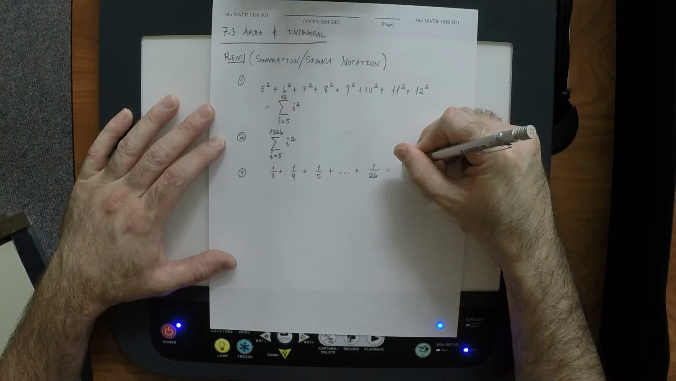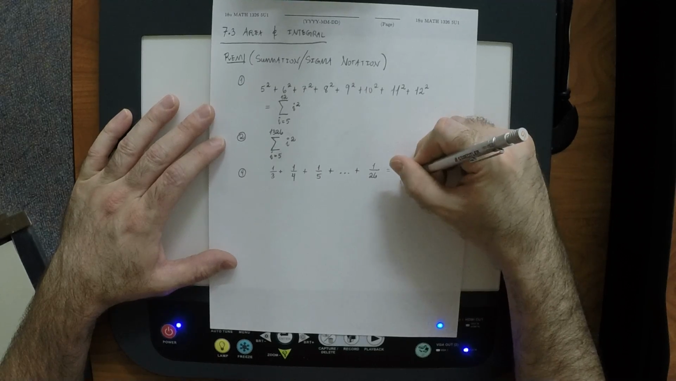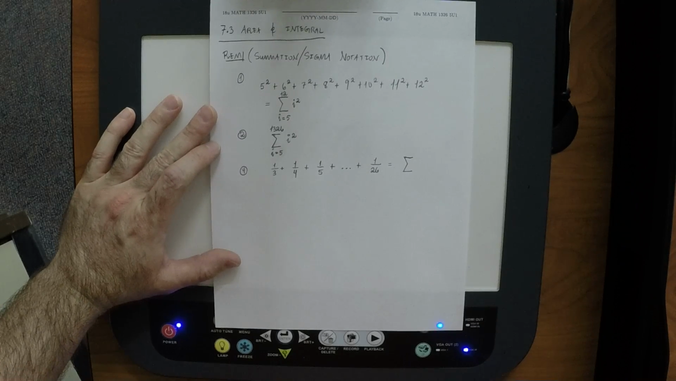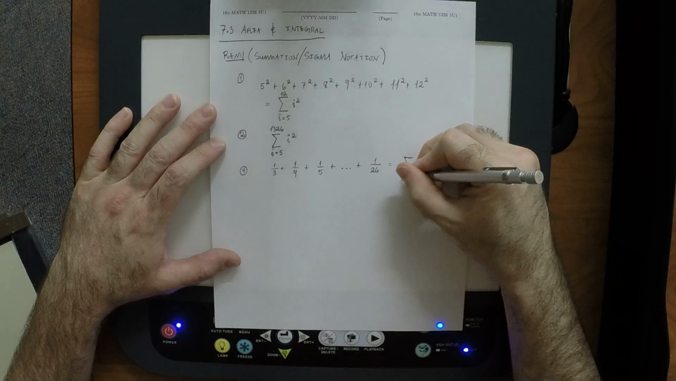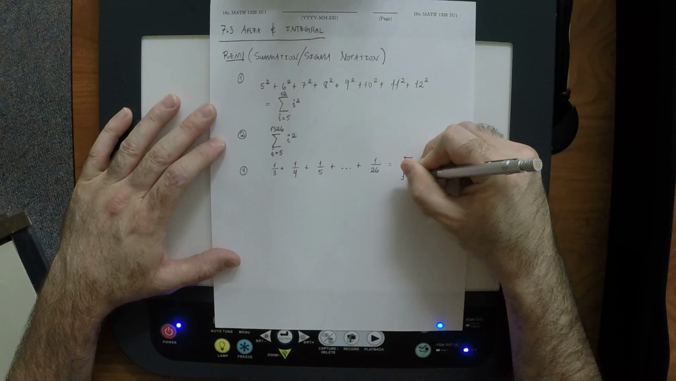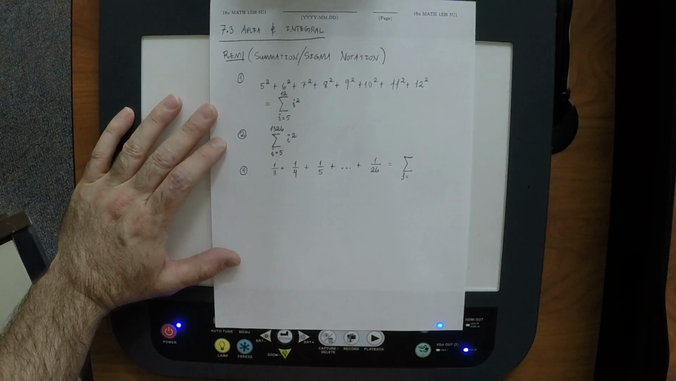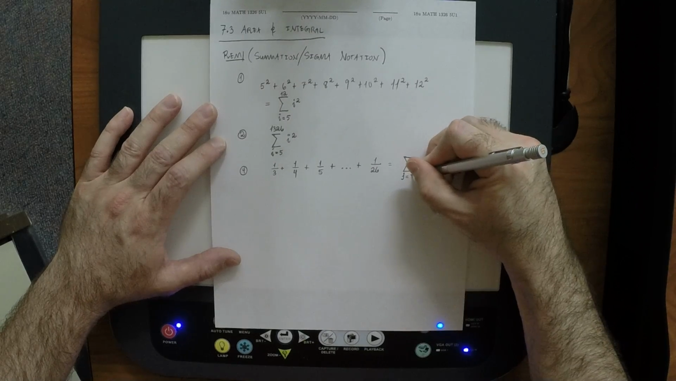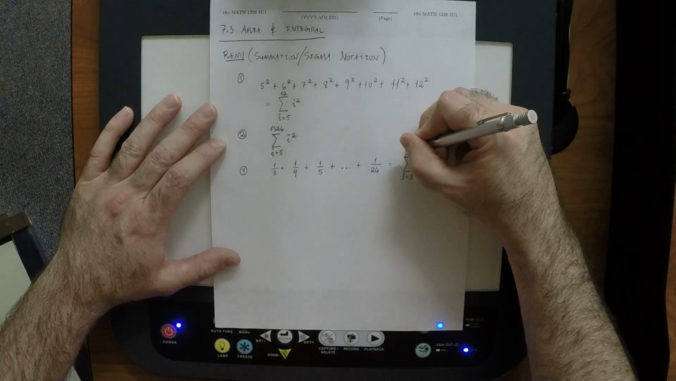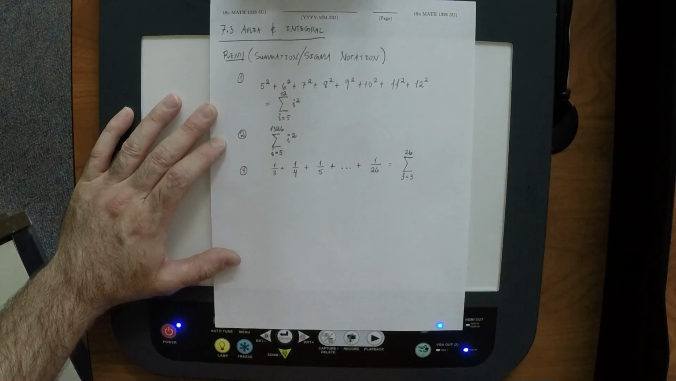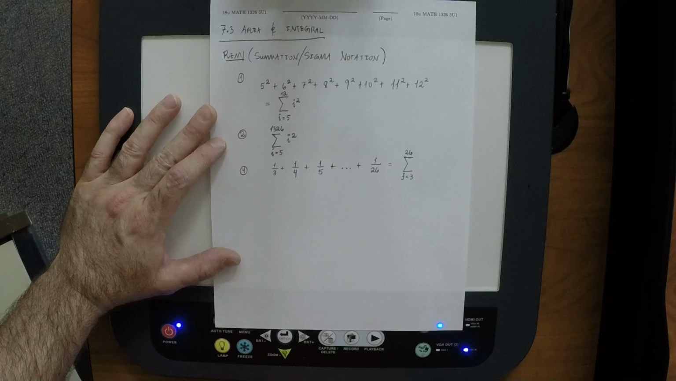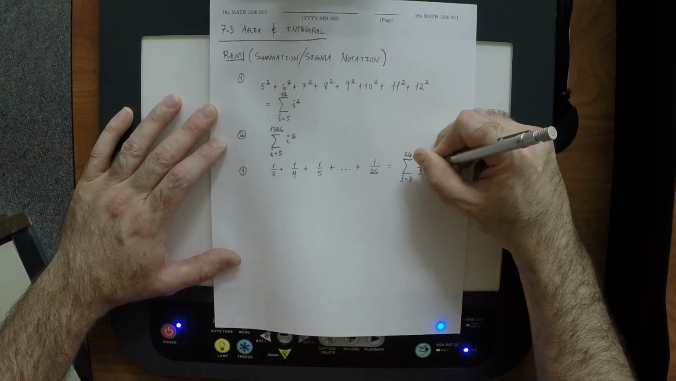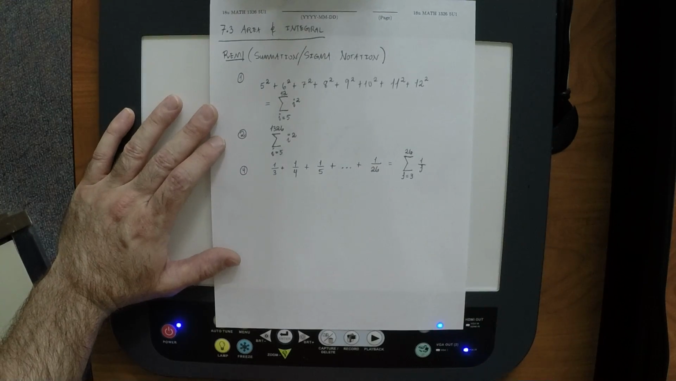Okay, well, capital sigma. And then, just so you don't get too emotionally attached to I, I'm going to use a J. So, where should the index begin? At 3. And how far does it go? To 26. And then, in terms of the index, what is the expression we're summing? 1 over J. Okay. Any question about this?